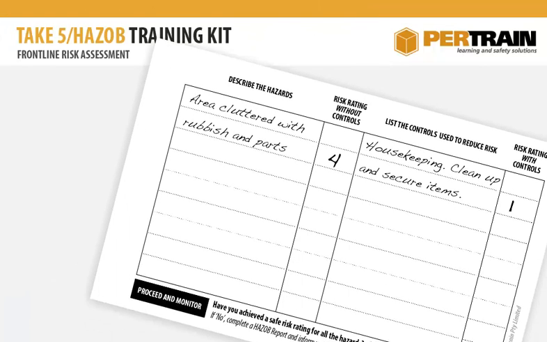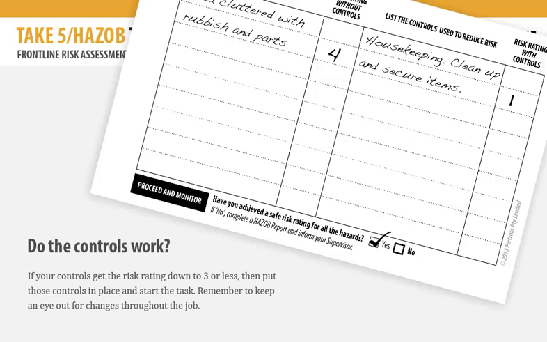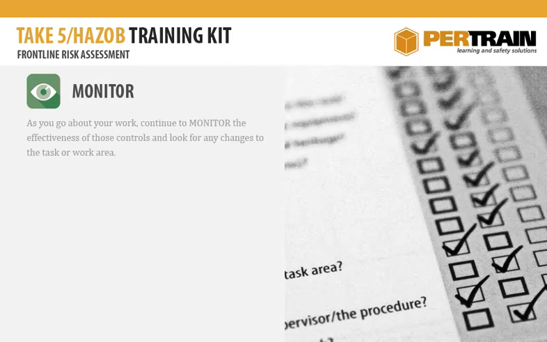If by implementing your controls, you lower the risk rating score to 3 or below, you may proceed with the task. Step 5. As you go about your work, continue to monitor the effectiveness of those controls and look for any changes to the task or work area.